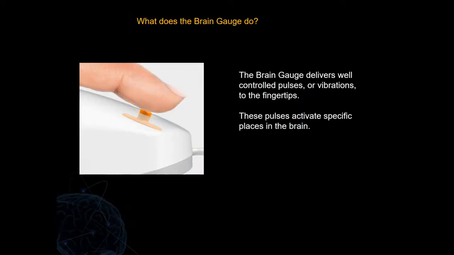And what does the brain gauge do? Well, the brain gauge does exactly what the computer tells it to do, and in our case, it delivers well-controlled pulses or vibrations to the fingertips. These pulses activate specific places in the brain.